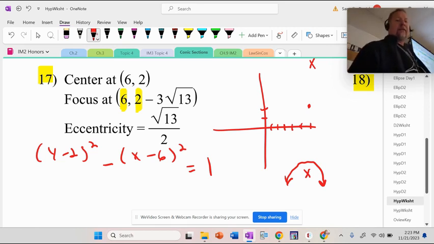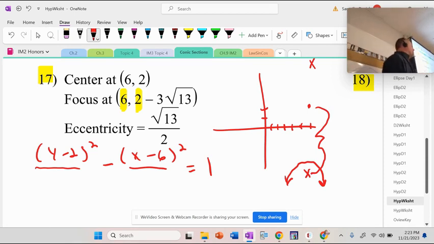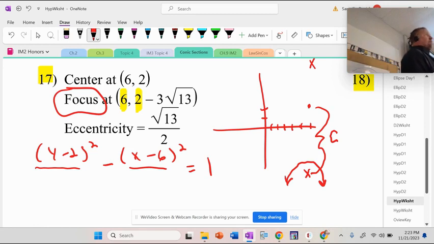Well, first of all, what is this thing called? What letter is that? A, B, or C is what I'm asking. 3, 2, 1, go. Everyone should be saying what letter? C. Foci are C values. And again, that's why I make it X marks the spot. All the foci have always been X's.